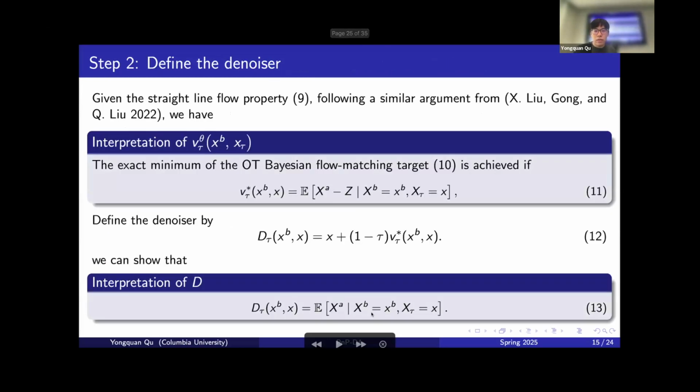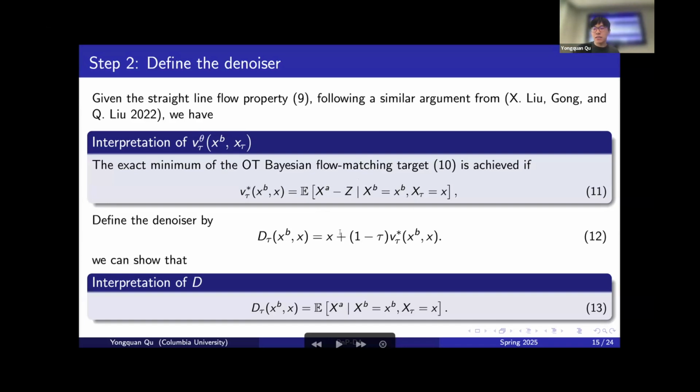There is some theoretical analysis of what this neural network is representing, following this straight line flow property and the similar argument from some theoretical paper on flow matching. In fact, the neural network we're training is trying to reproduce the best, in terms of an expectation perspective, the velocity field given your background and the intermediate sampling or optimization step.